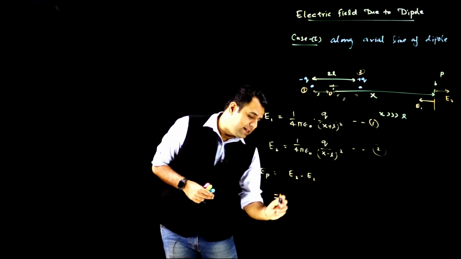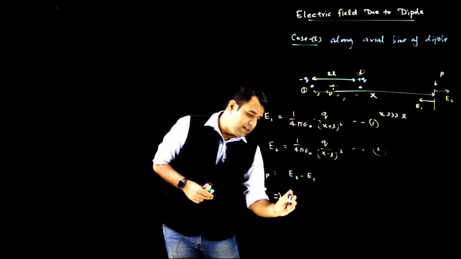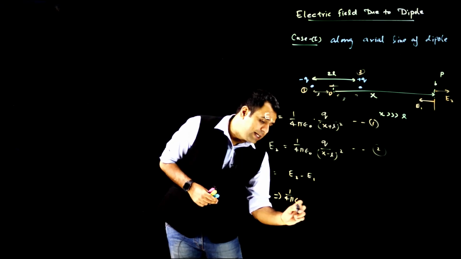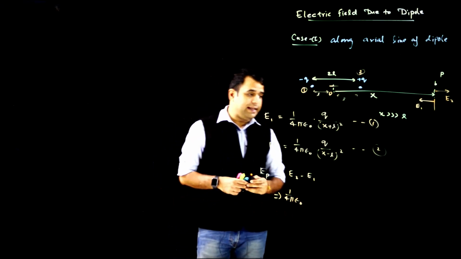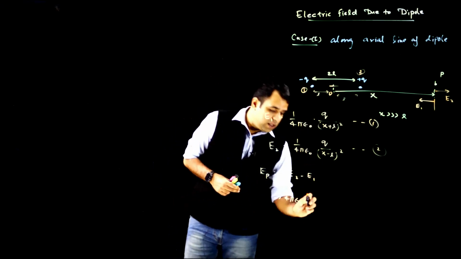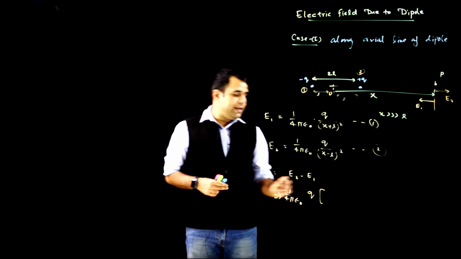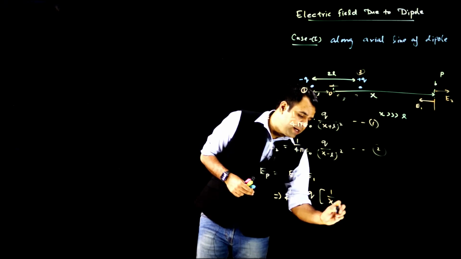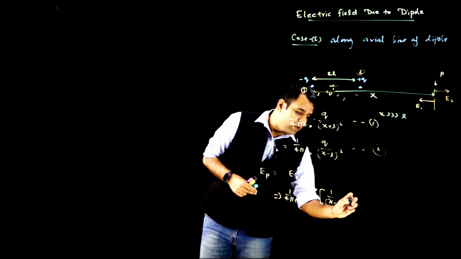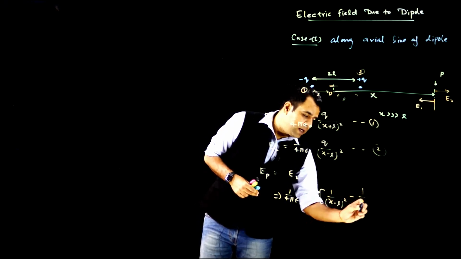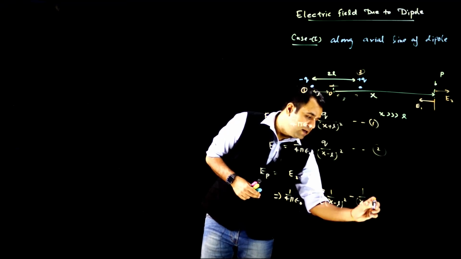Now let's take the difference. If I take the difference, I can take common things outside. That is 1 upon 4 pi epsilon naught, and q I can take outside. The remaining thing is 1 upon x minus L whole squared, minus 1 upon x plus L whole squared.